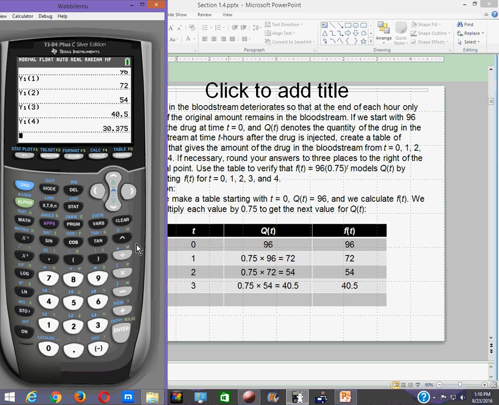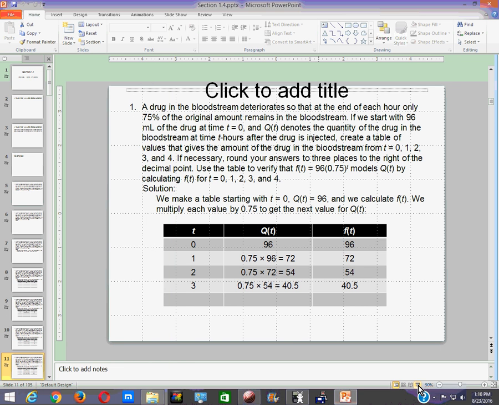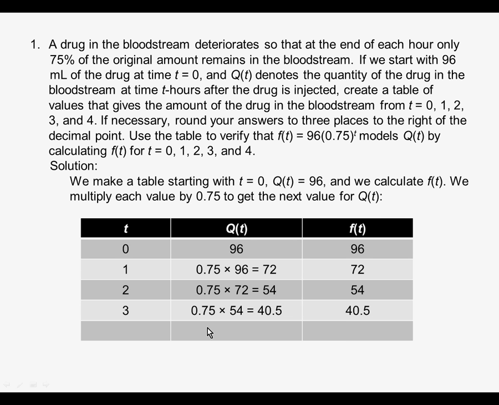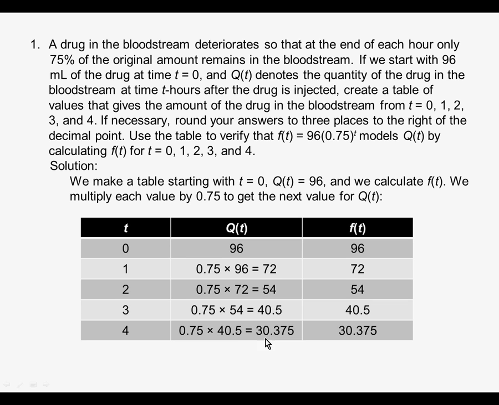So f of 4 is 30.375. Let's see what happens here. We're going to do 0.75 times 40.5. It is in fact 30.375. So our function f of t equals 96 times 0.75 raised to the t power does in fact agree with Q of t, at least for t equals 0, 1, 2, 3, and 4.